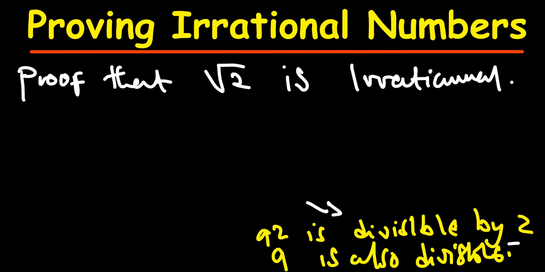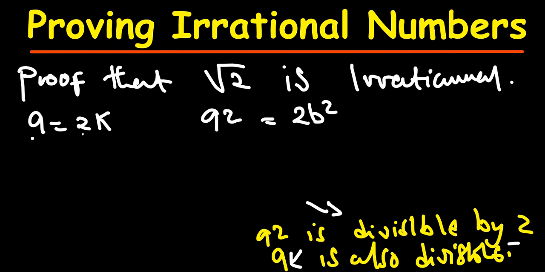So if this a is a number that is divisible by 2, then we can write a as 2 multiplied by some number k. Since a is divisible by 2, we can write it as 2 multiplied by a certain number k. And then from our equation, remember we had a squared equals 2b squared. So we are going to replace a with 2k. So I'm going to write (2k) squared equals 2b squared.